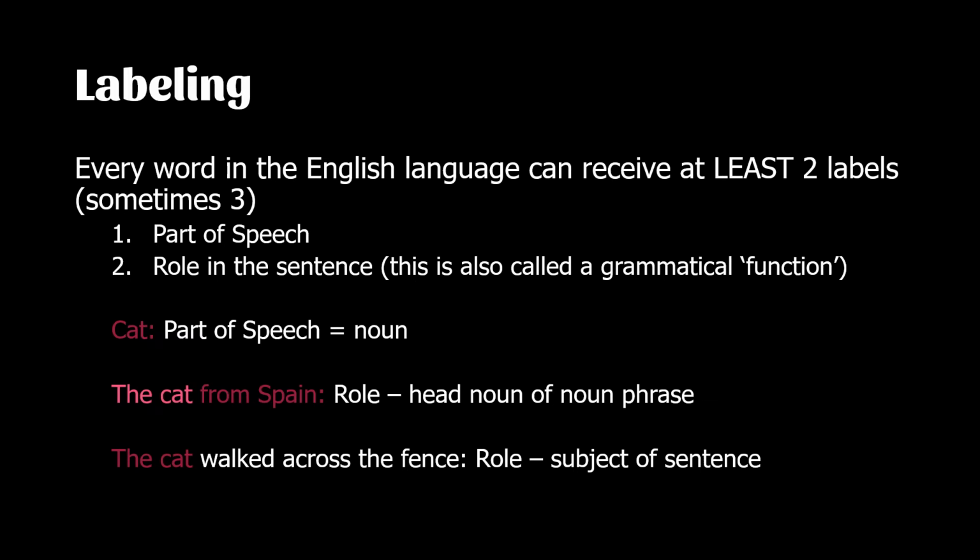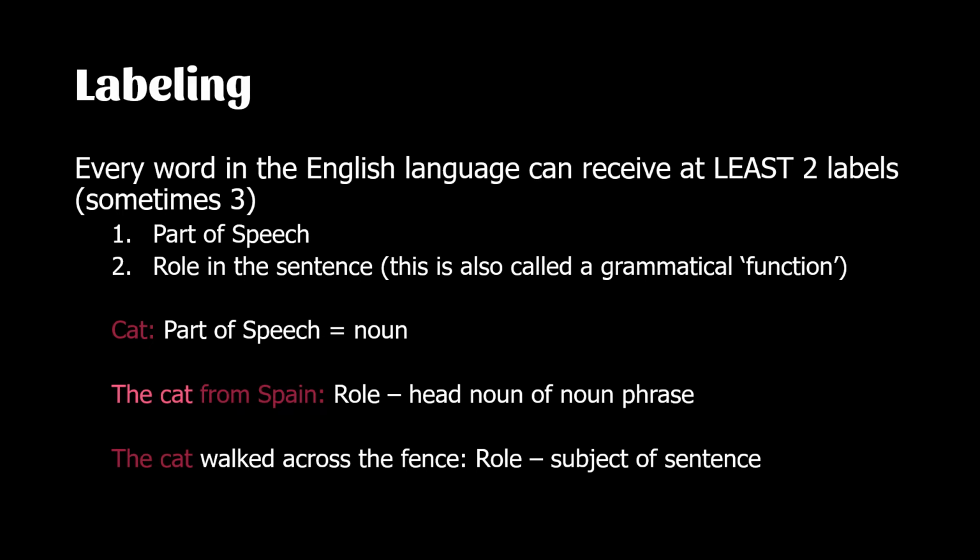So every word can have at least 2 labels and sometimes 3 or more. The first label that we always identify is the part of speech, and the second is the role in the sentence. Sometimes this is called a grammatical function. So an analogy of this is, for example, to think of a woman. A woman is a female human. That would be the equivalent of the part of speech.